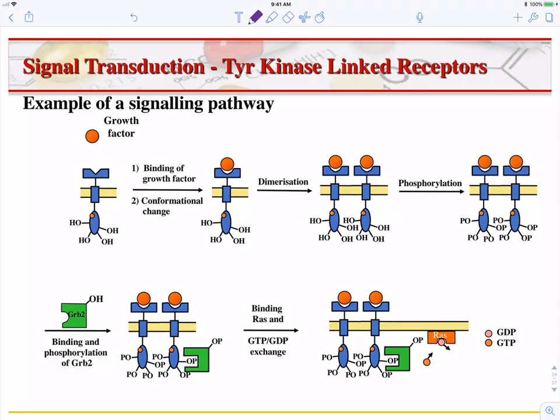In this mechanism, first the ligand binds and then the conformational change causes dimerization and then, once again, phosphorylation. From here, Grb2 binds to the phosphorylated part of the receptor, and then in turn recruits RAS, which is an oncogenic protein, and exchanges GDP with GTP in RAS, and that in turn causes activation of RAS and downstream signaling.